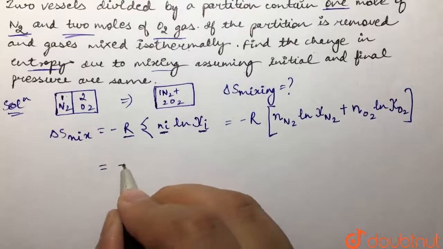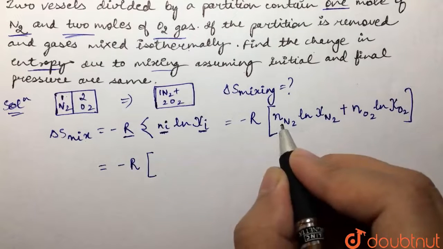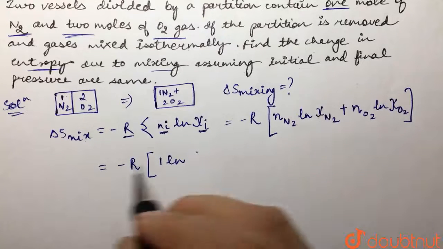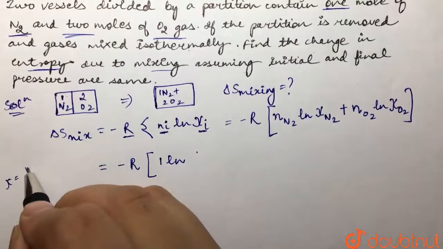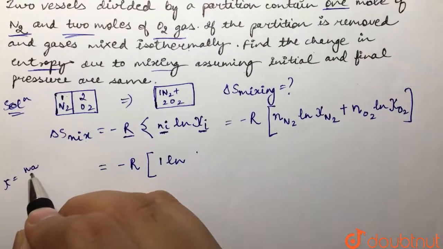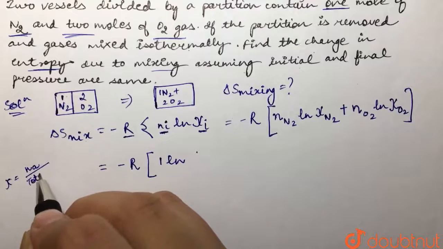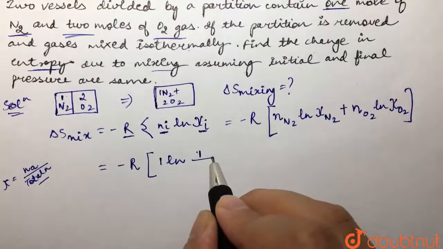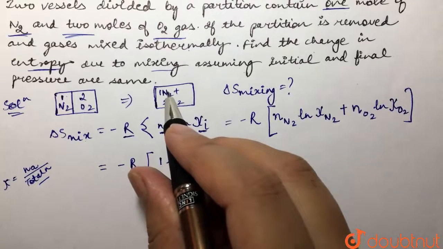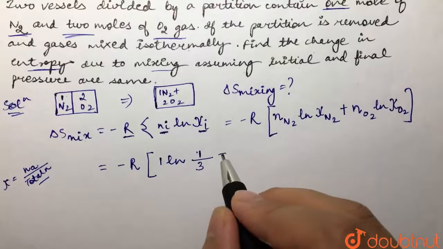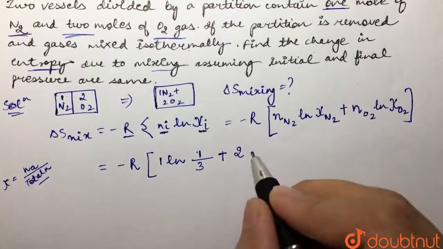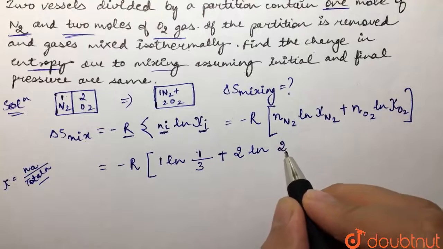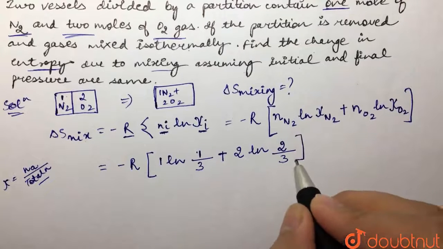So in this case we have minus R. Now the number of moles of nitrogen that we have is 1, ln, then we have the mole fraction. What is mole fraction? Mole fraction is basically the number of moles of a particular substance that we are talking about divided by the total number of moles, right? So in this case nitrogen has 1 mole divided by the total number of moles. Oxygen has 2 plus nitrogen has 1, so the total number of moles is 3. Then plus we have the number of moles of oxygen, which is 2, and then ln mole fraction of oxygen, that means the number of moles of oxygen divided by the total number of moles, that is 3.